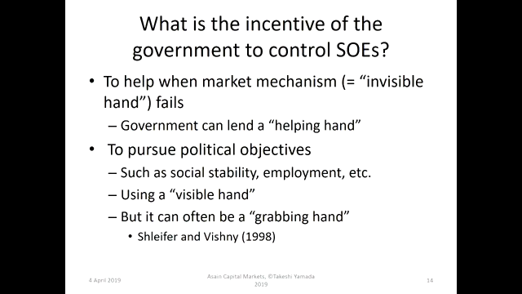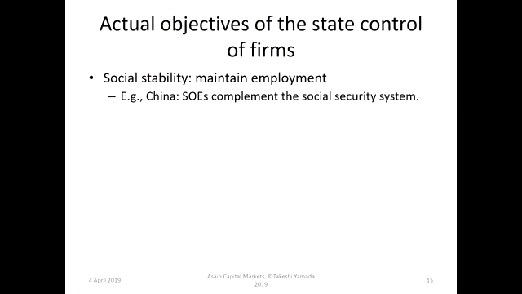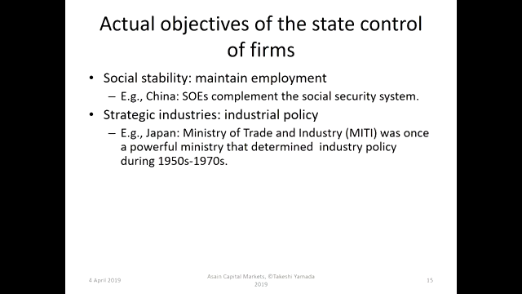So grabbing hand could be for different motives. It can be like government officials who want to just take away the resources for their personal use, right? That can be one example. Okay, so as I said, that could be grabbing hand, but in general, the SOEs do have objectives to maintain social stability or employment.